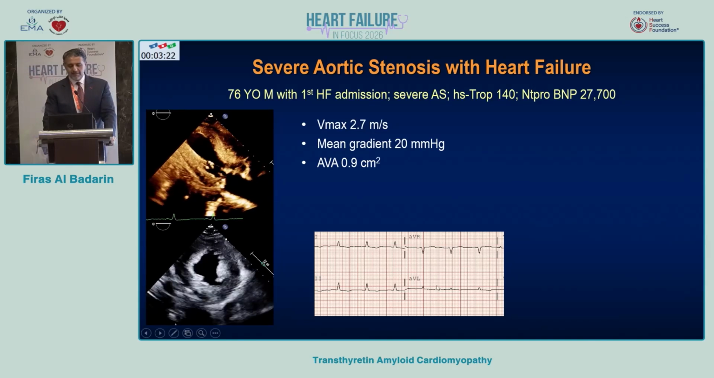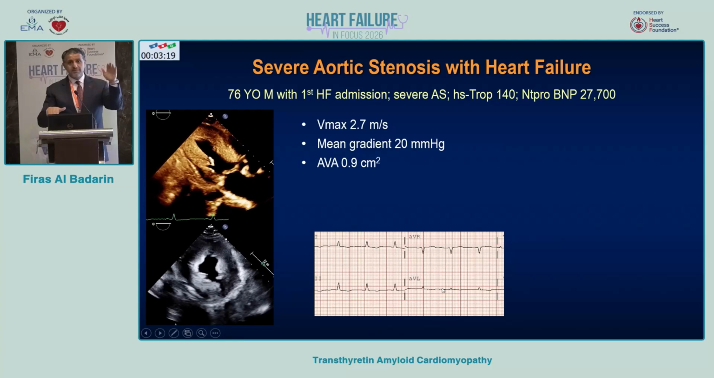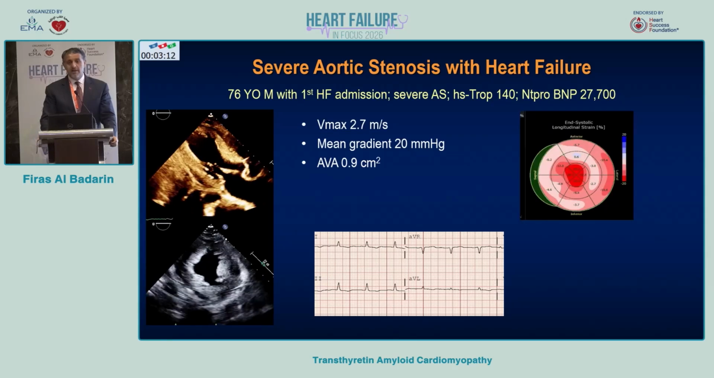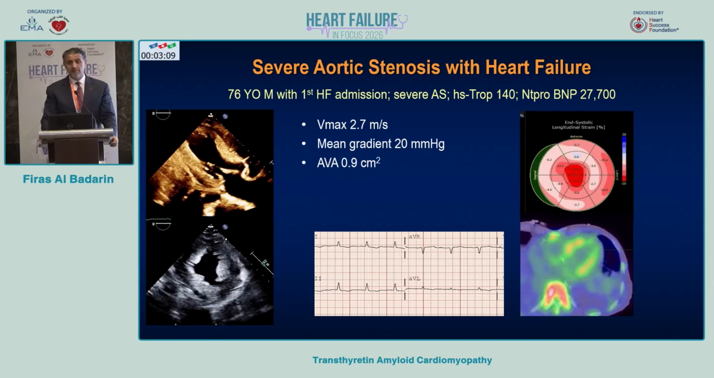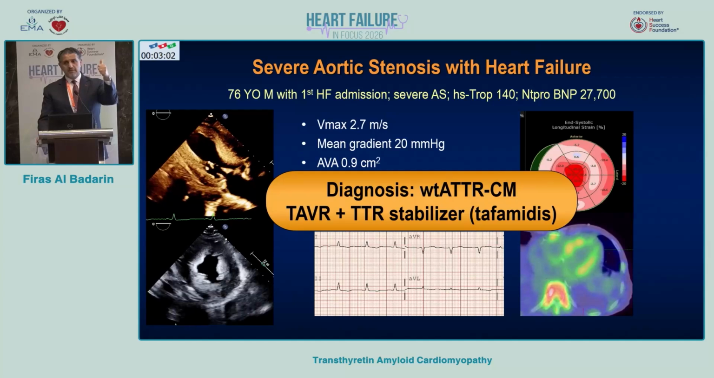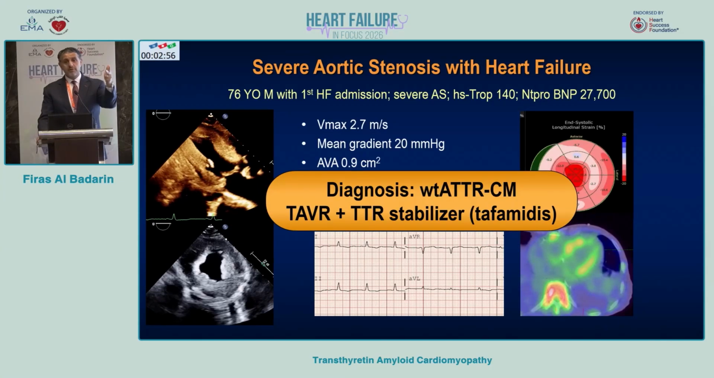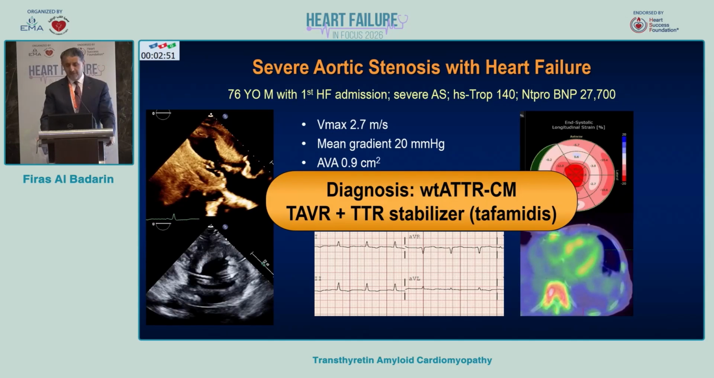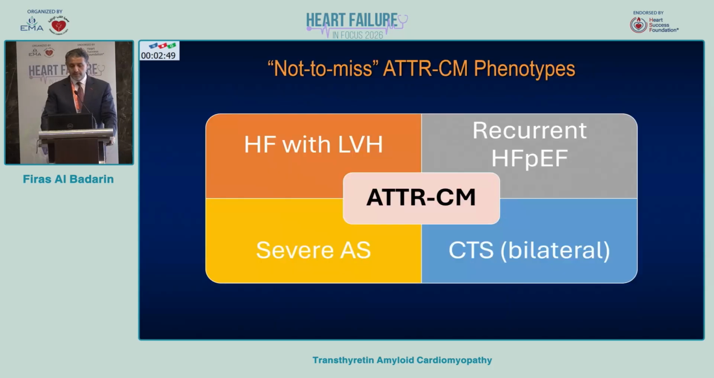Again, if you look at available testing, this patient turned out to have discrepancy between LVH and ECG, which led to subsequent testing, and he turned out to have apical sparing pattern and turned out to have amyloidosis. And what happened to this patient? He received TAVR and a stabilizer. So a disconnect or disproportionate ECG, apical sparing pattern, abnormal cardiac biomarkers, RVH are some red flags in aortic stenosis that warrant further workup. And the last one is bilateral carpal tunnel syndrome.